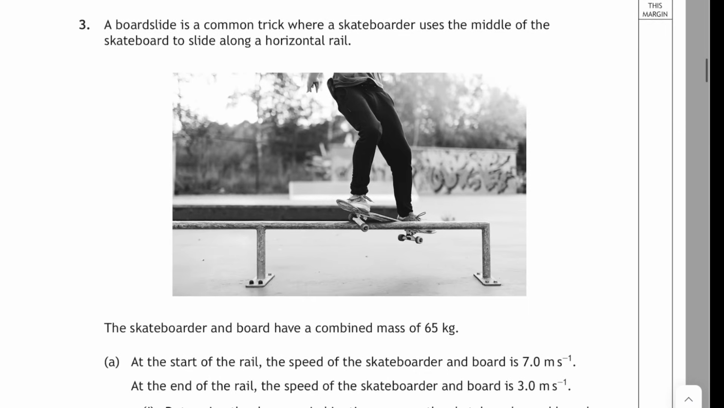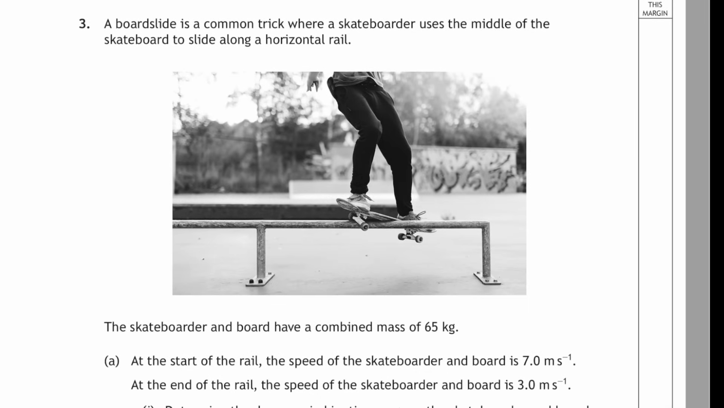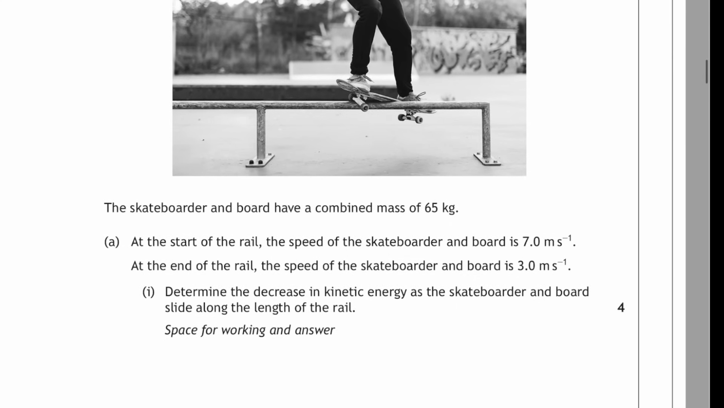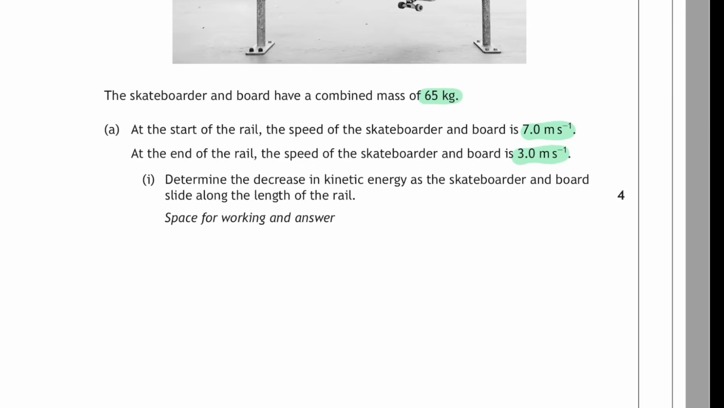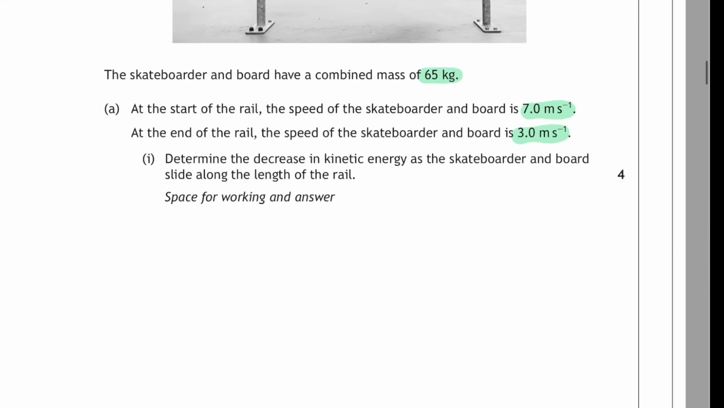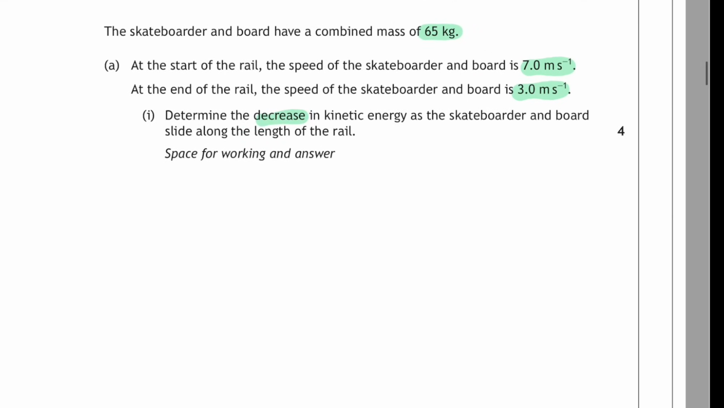Anyway, moving on. Question 3, we're on to forces. A board slide is a common trick where a skateboarder uses the middle of the skateboard to slide along a horizontal rail. And the skateboarder and his board have got a mass of 65 kilograms. At the start of the rail, he's moving at 7 metres per second, and at the end of the rail, he's only moving at 3 metres per second. And we've to determine the decrease in kinetic energy as the skateboarder and his board slide along the length of the rail. 4 marks here.